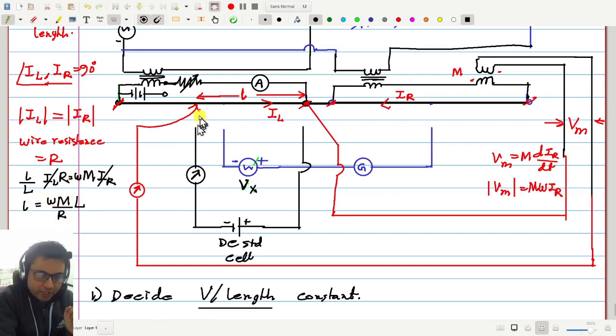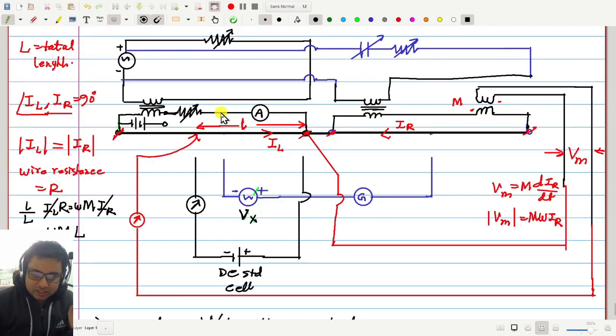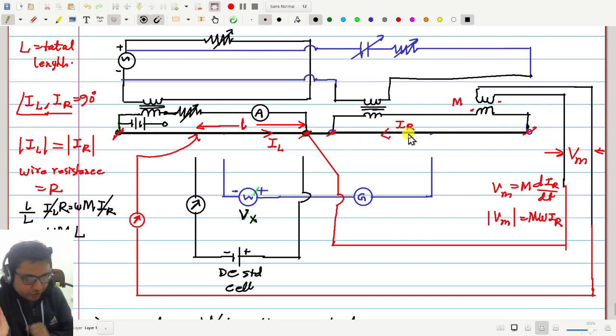Okay, so this is where you should put your jockey and then adjust these two impedances to get null. Once you get null, that ensures that this wire has the same voltage as this wire, but they are 90 degrees out of phase.